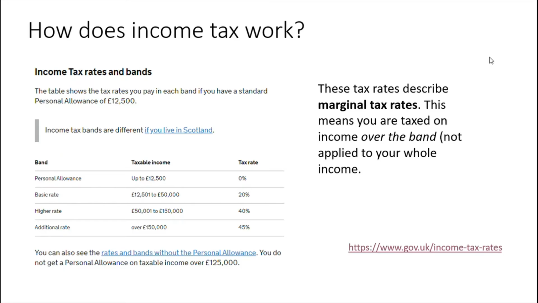Now we're going to look at income tax and how you would calculate it. How does income tax work? Income tax is based on tax rates and bands which are published by the UK government, and you can find them on gov.uk income tax rates. As you can see, there are four of them: a 0% rate for personal allowance, a basic rate of 20%, a 40% higher rate, and the 45% additional rate, which are based on your income. So how much you earn will determine the tax rate that you pay.